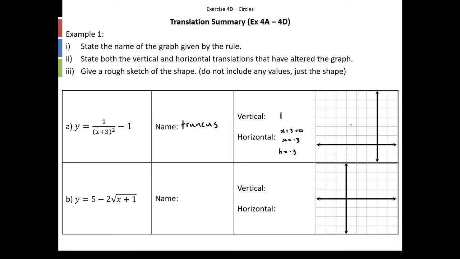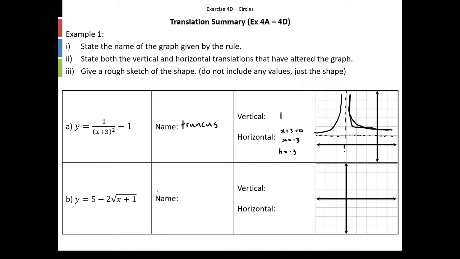So let's go with a quick sketch: h of x is -3, y equals 1, and it is a positive truncus, so we get something like that. Now that is quite clearly not the best truncus I've ever drawn, but it'll do. We're just doing a rough sketch. We're working on translations.